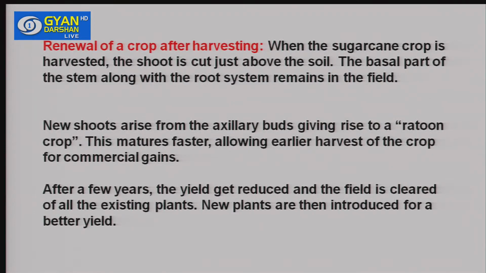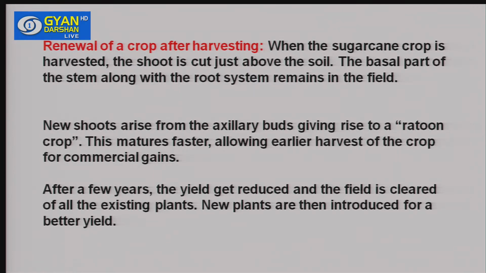Another interesting example is found in the case of sugarcane. What happens in the case of sugarcane? When the sugarcane crop is harvested, the shoot is cut just above the soil, so the basal part of the stem still remains in the field. So there is a chance that from the basal part, new shoots will arise from the axillary buds, and it will give rise to what we call a ratoon crop. This will mature faster, allowing earlier harvest of the crop for commercial gains.